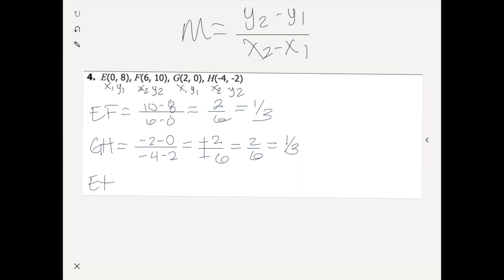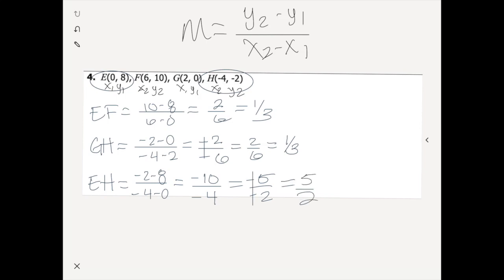EH. So that's E and H. We're going to have negative 2 minus 8 over negative 4 minus 0. So we're going to have negative 10 over negative 4. Reduce that, and we're going to get negative 5 over negative 2. But negative over negative turns to a positive. So it's positive 5 over 2.